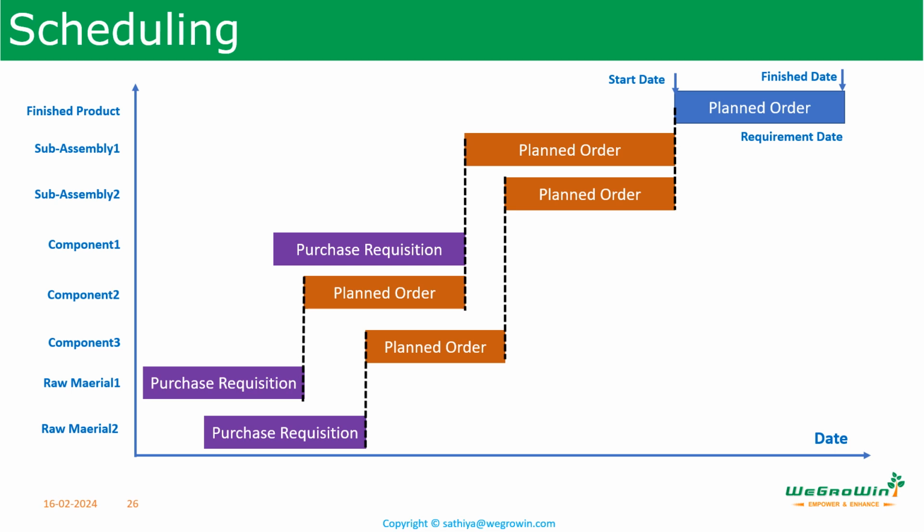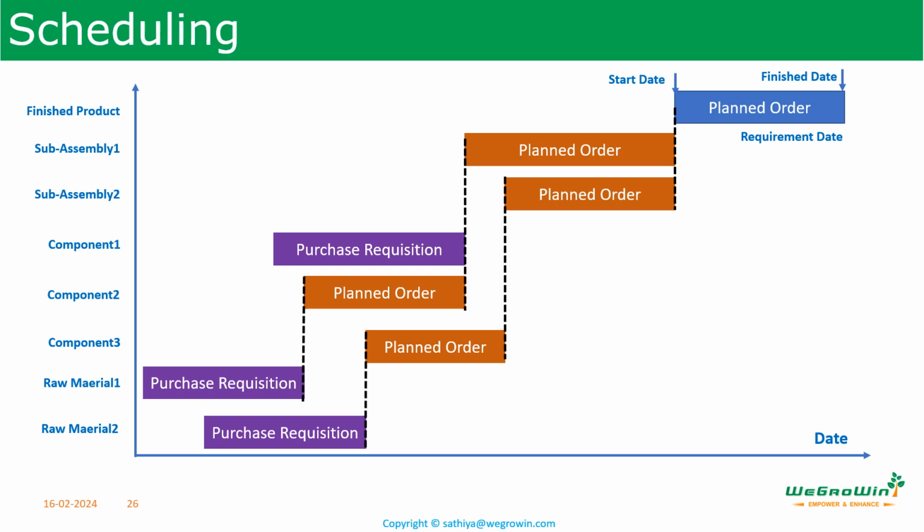Here the system will consider various things. See, there is a vertical line. Now, we see the products, the bill of material. There is a finished product. To produce the finished product, I need two sub-assemblies. To produce a sub-assembly, I need a component. Then to produce the component, I need raw material. So different requirements are there.